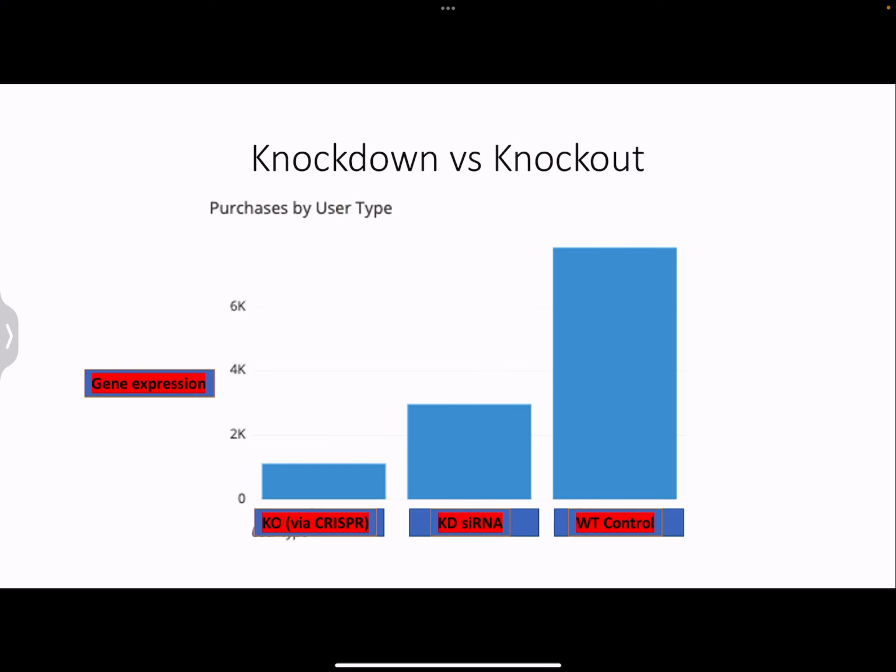In terms of gene expression, if you do a knockout, you completely abrogate gene expression. You should get none. If you do knockdown, like siRNA or even miRNA, you should get less, though I suppose you could titrate this and do more or less depending on how much RNA interference you do. And of course, this is all in reference to our control.